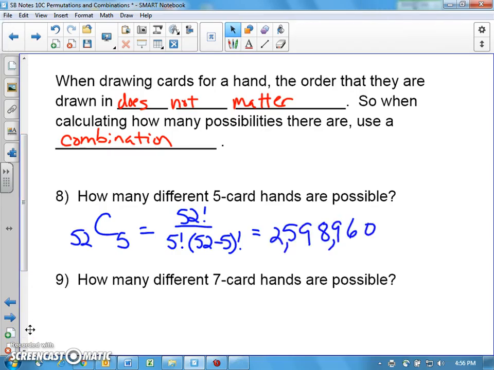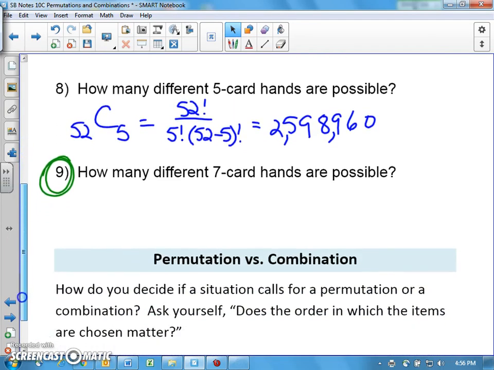So now stop the video, and I want you to go through, do the same thing with 7-card hands. Set up your factorials, use the calculator to find the value. When you're done, start the video again.